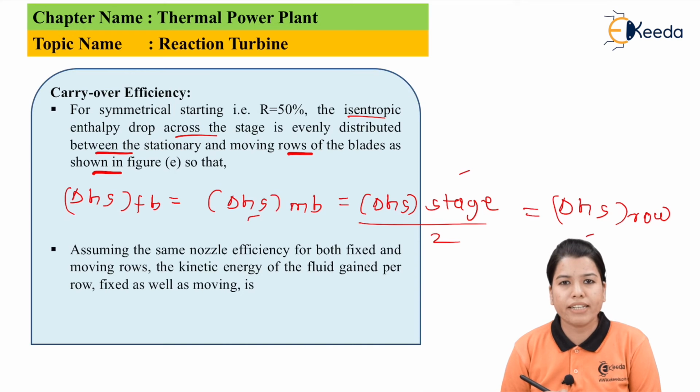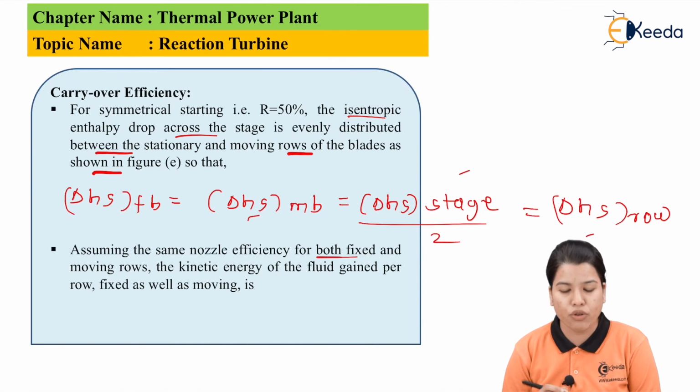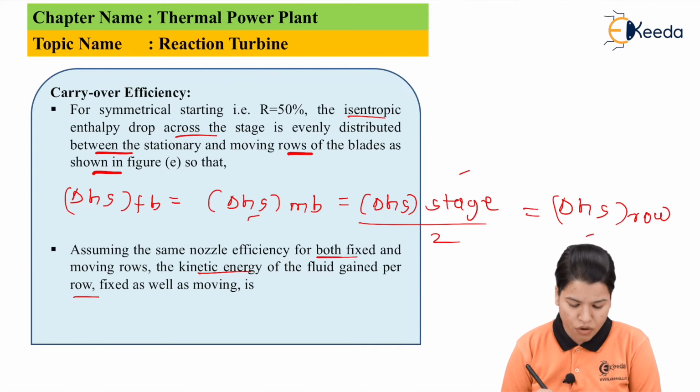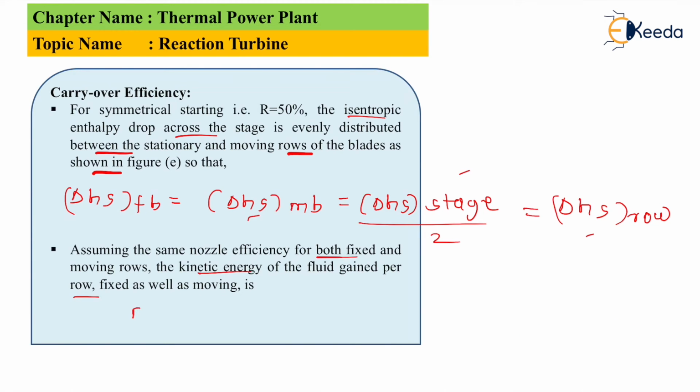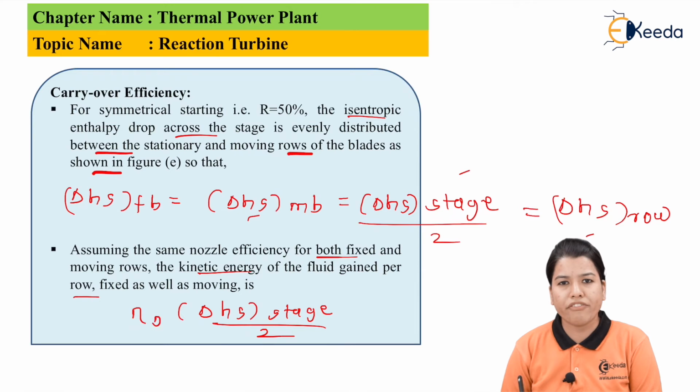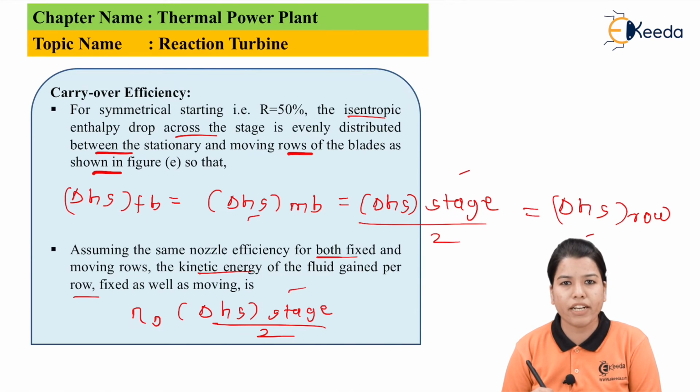Now if we assume that there is the same nozzle efficiency for both fixed as well as moving rows, the kinetic energy of the fluid which is gained per row, fixed as well as moving, is given by, it is equal to the efficiency of the diagram multiplied by delta HS stage divided by 2.